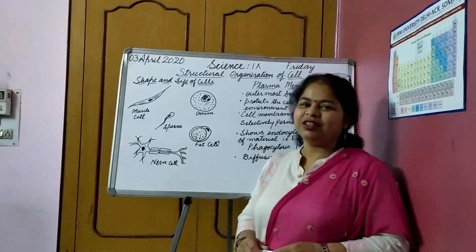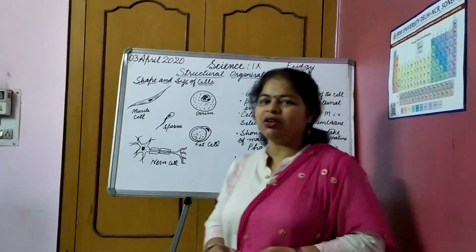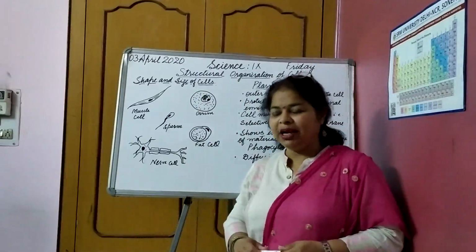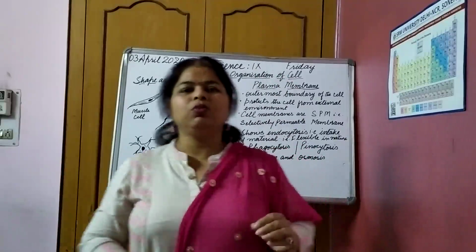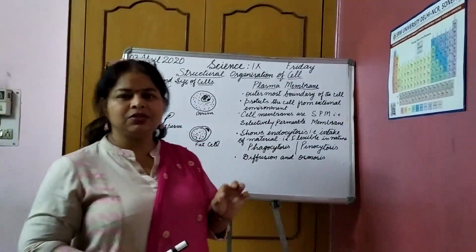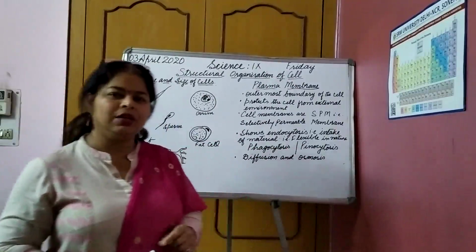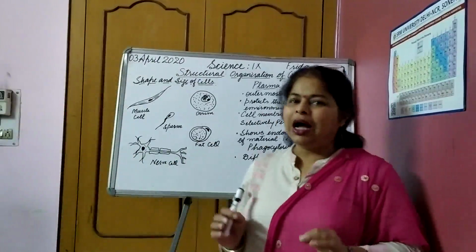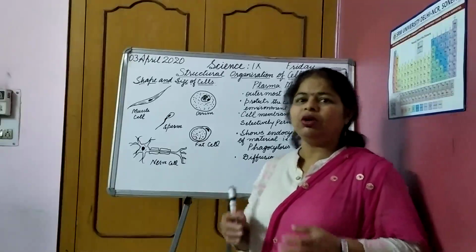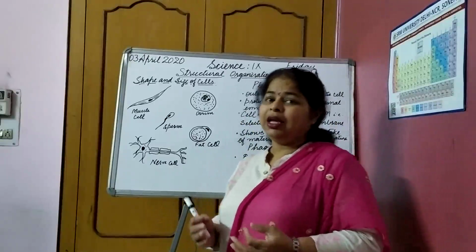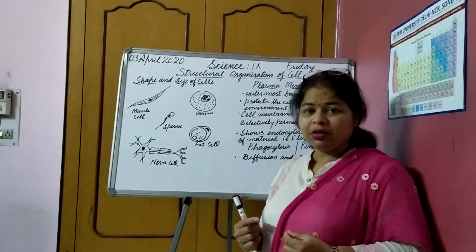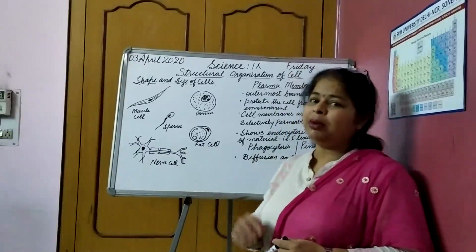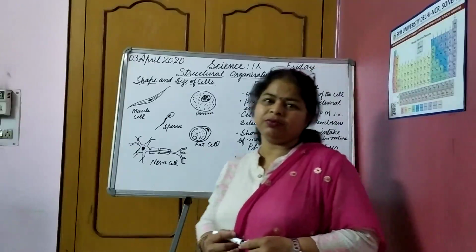Good morning, students. Today we are going to study the concept of the shape and size of cells. By now we have been studying what a cell is, the structural and functional unit of life. So are all organisms present on earth made up of same size and shaped cells, or are they made up of different types of cells?